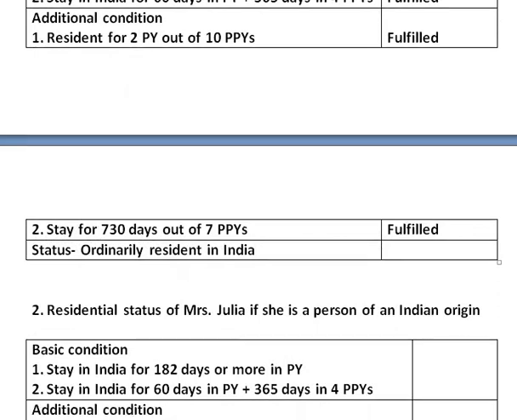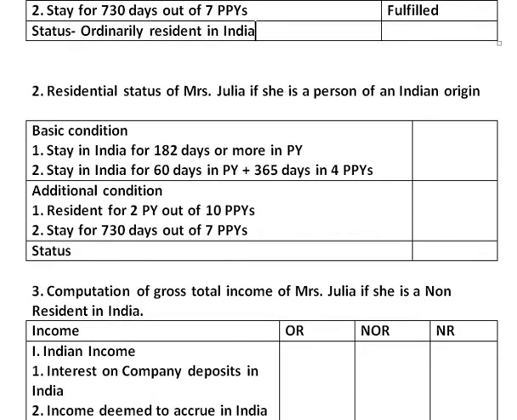Coming to the second case study with the same information, but here you are asked to find out the residential status of Mrs. Julia if she is a person of Indian origin. If she is a person of Indian origin, then we have to check only one basic condition. The second basic condition is not applicable when she is of Indian origin and leaves India or goes out of India for some other reason.